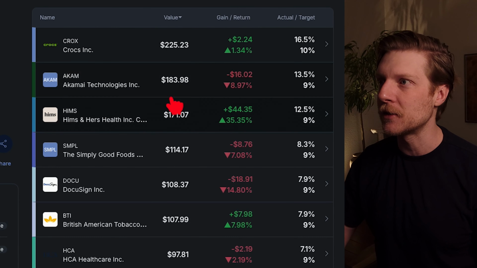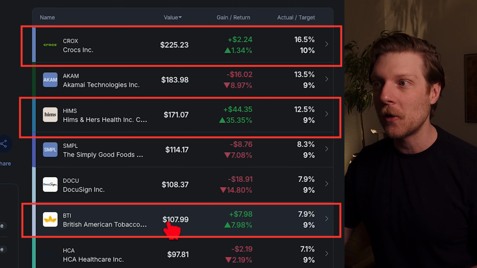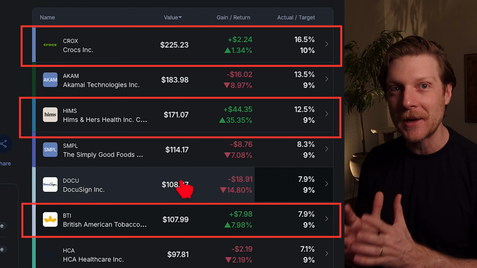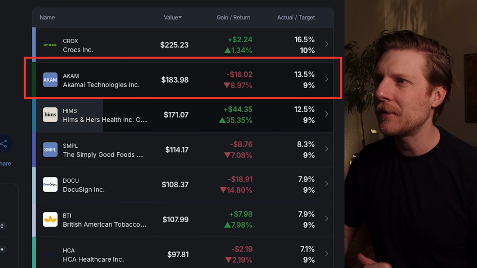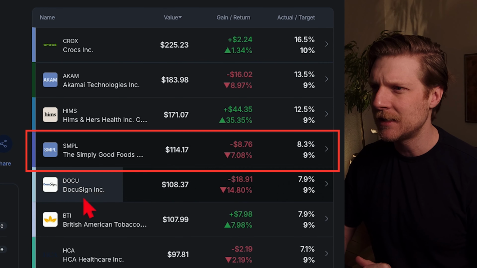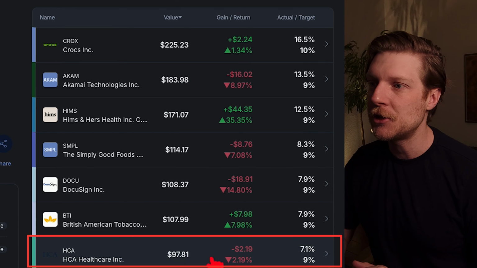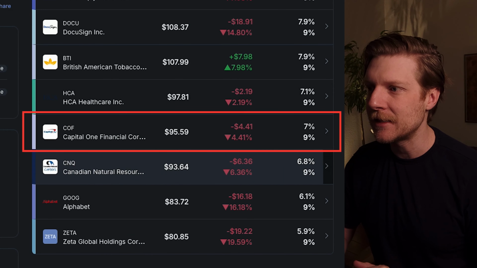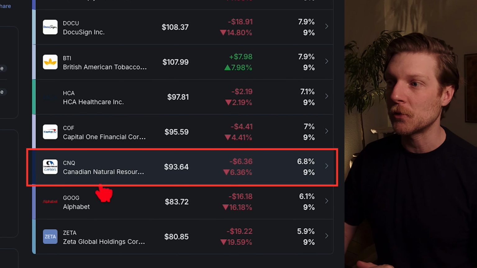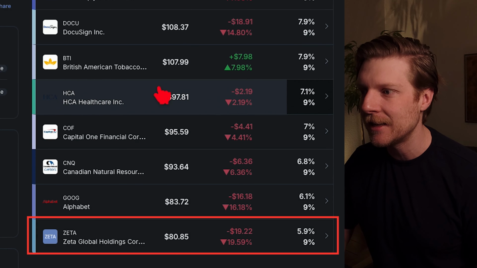So here are my holdings so far. Crocs, Hims, and British American Tobacco are my only companies that are still green through the bloodbath. And then we've got ACAM down 9%, Simply Good Foods down 7%, DocuSign 14.8%, HCA Healthcare 2.19%, Capital One Finance down 4.41%, Canadian Natural Resources down 6%, Google down 16%, and Zeta down 20%. So that's where we stand so far.